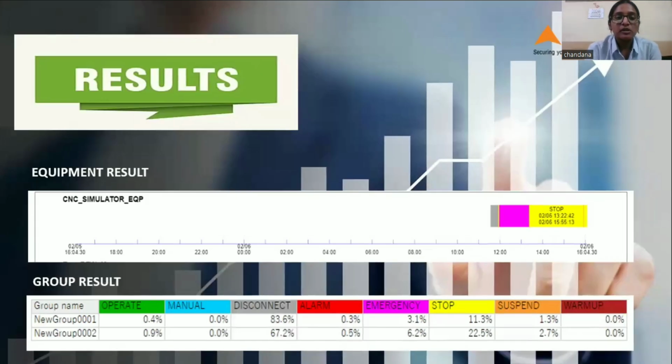Next, we have results. The first image is the equipment result. It is a single machine's result. We can see the timeline and the production that has been done by the single machine. Next, we have group result. Group result is an average result of all the machines together. We can see at what time, or at the average time, all the machines stopped, or the alarms that have been indicated by the machines.